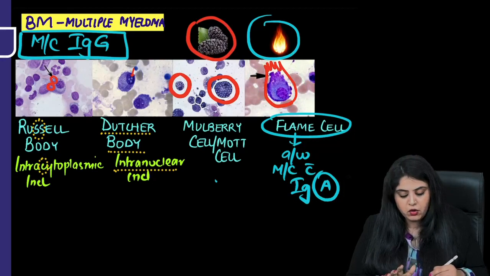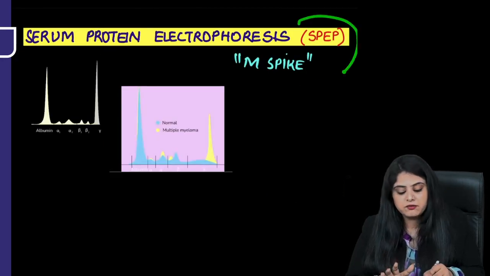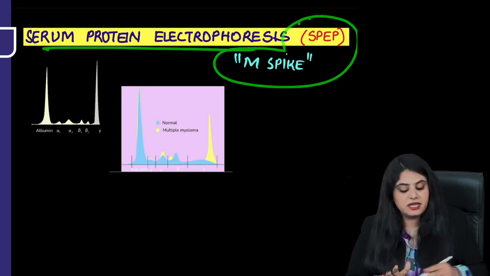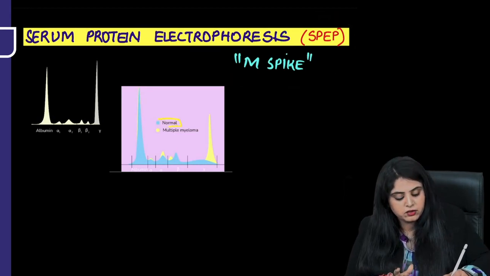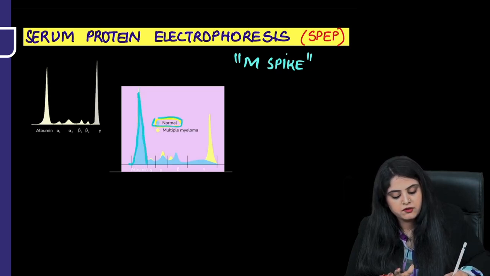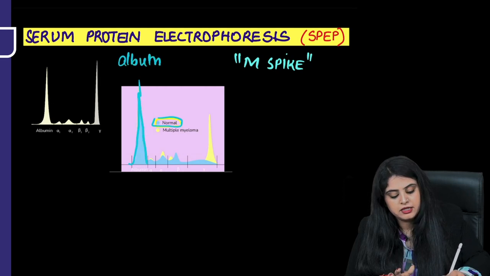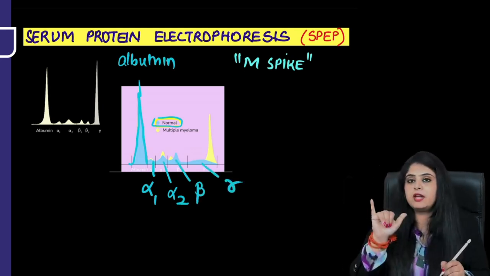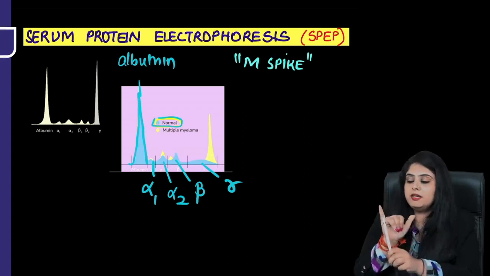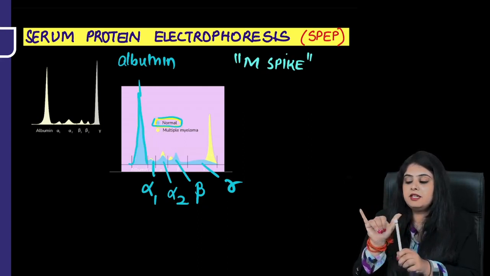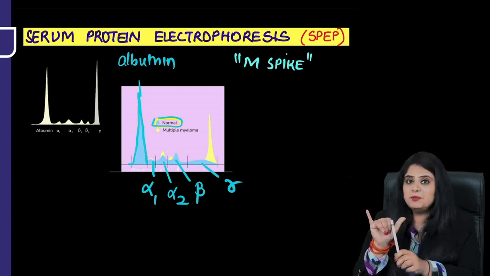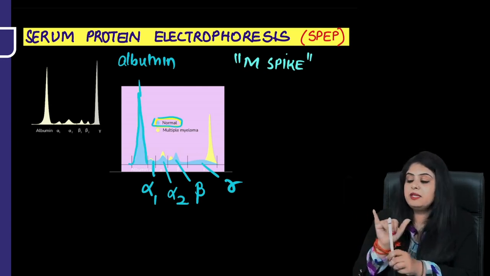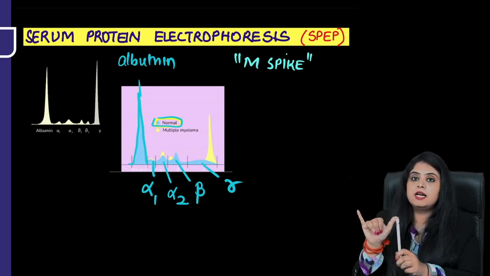Simple. Okay, now all said and done, ultimately the diagnosis of multiple myeloma has to be with the M spike. So you can very well see, look, the blue tracing is that of a normal person. In a normal person, the first peak always goes for what? It goes for albumin. The second peak goes for alpha 1 proteins, alpha 2 proteins, beta proteins, gamma protein. You learn it with your hand. I repeat, albumin, alpha 1, alpha 2, beta and gamma.